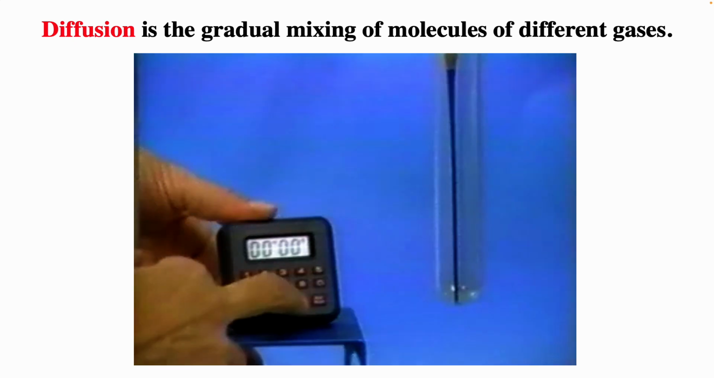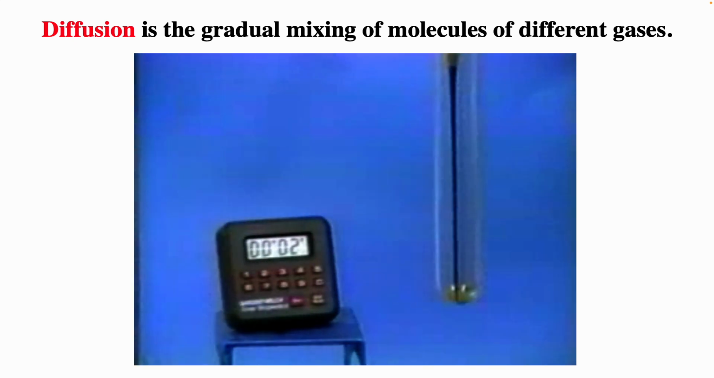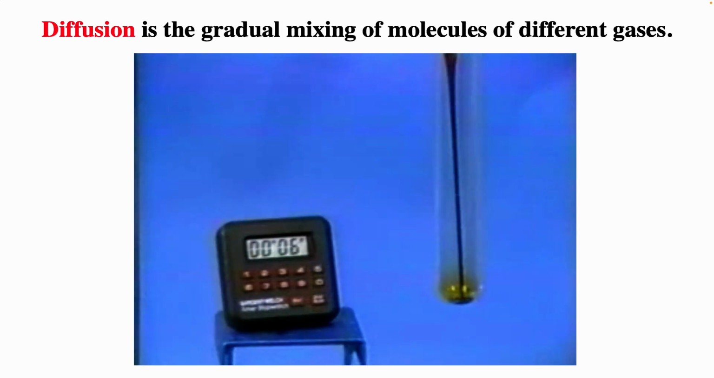A stopwatch is started at the same moment as a few drops of liquid bromine are placed in the bottom of a test tube containing air at atmospheric pressure. The bromine rapidly evaporates at room temperature. The reddish-brown bromine molecules diffuse up the tube.